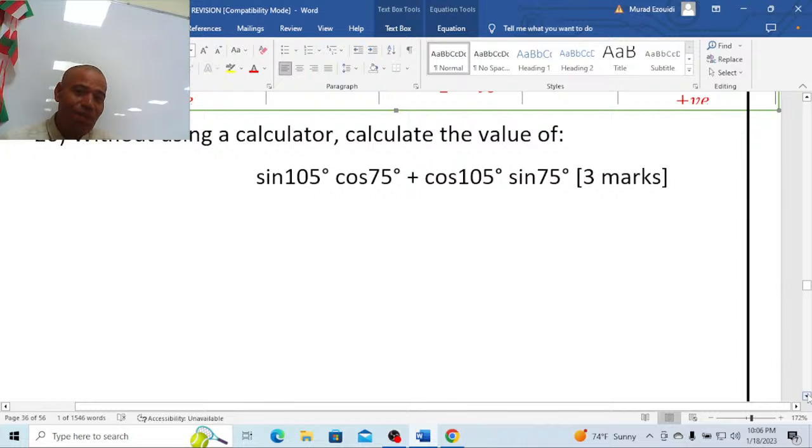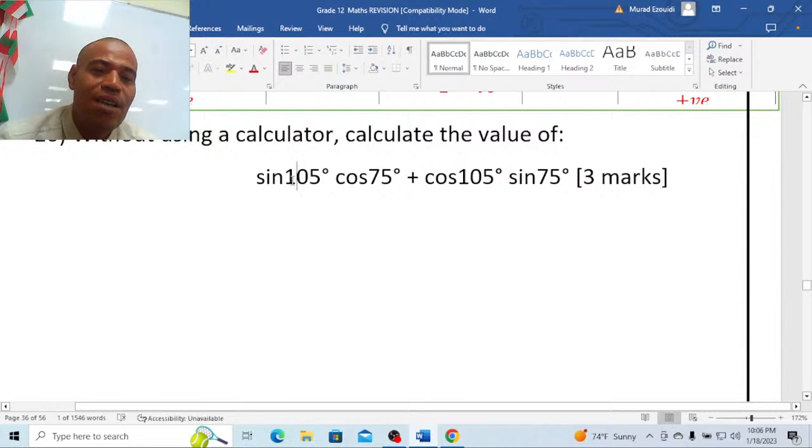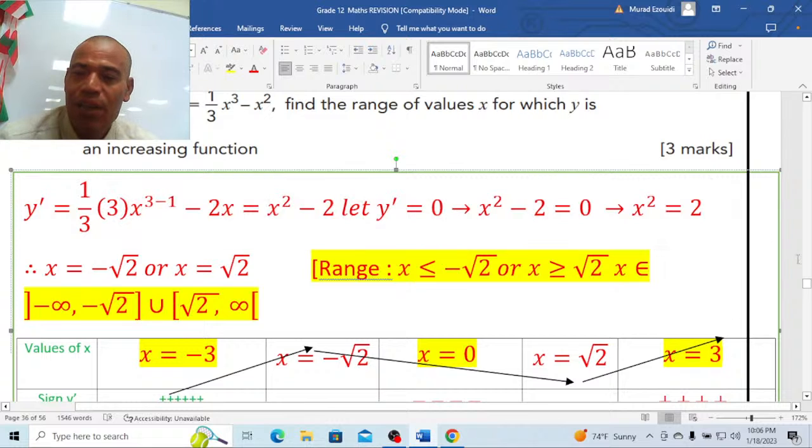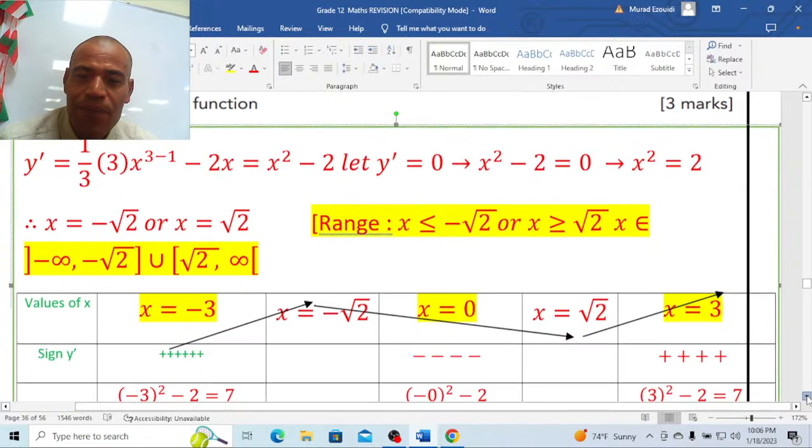But before solving this question for you, I will give you the formula, and then you are going to guess that the correct answer is sine A plus B. Means that you are going to use sine A plus B. Now learners, I will just go down for this question.